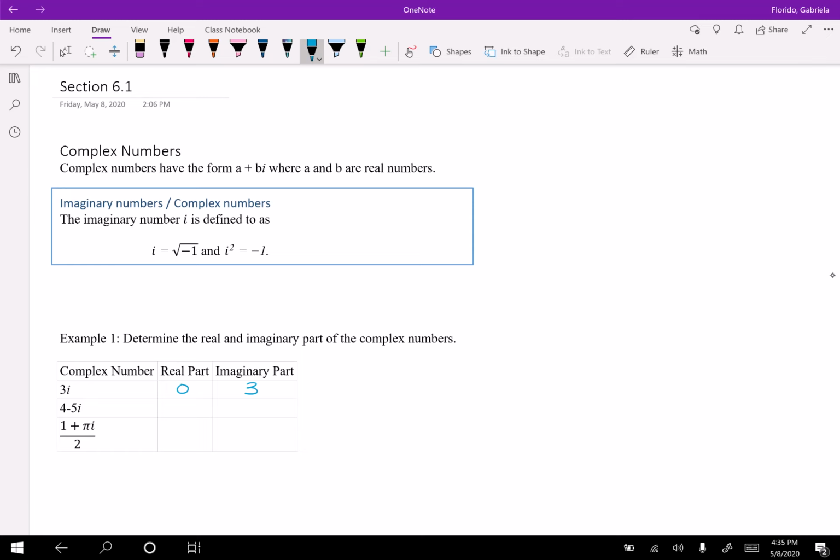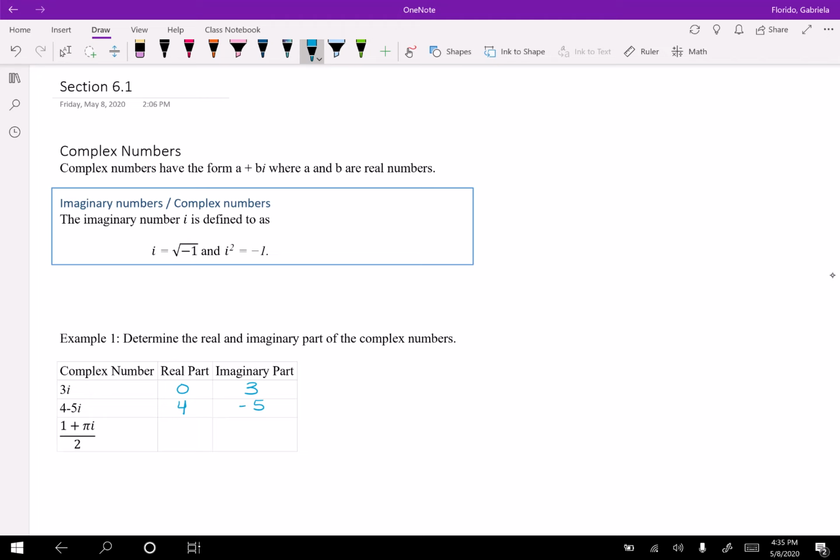For 4 minus 5i, the real part, again, is whatever doesn't have the i, and that's going to give us 4. That's the real number there. And the imaginary part, again, is the real number in front of the i, which is going to be -5.